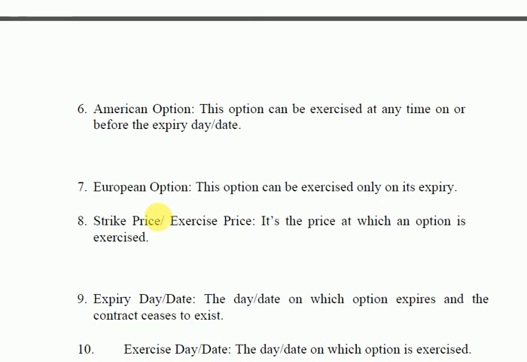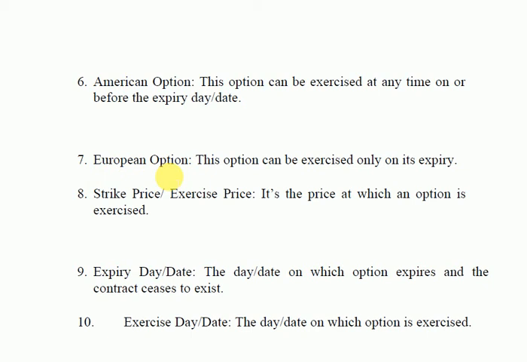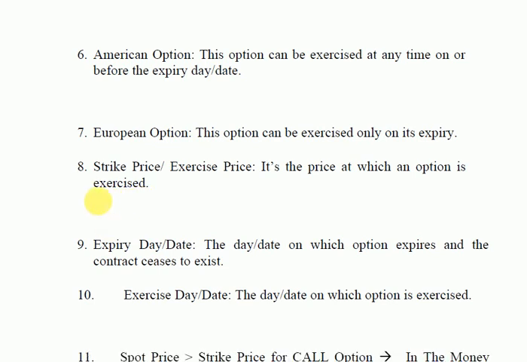Next is American option. This option can be exercised at any time on or before the expiry date. European option. This option can be exercised only on its expiry. Next is strike price or exercise price. It's the price at which an option is exercised.